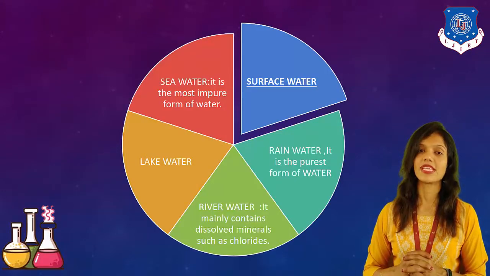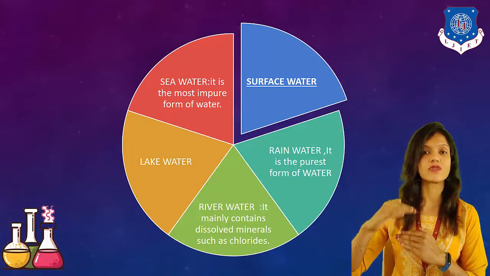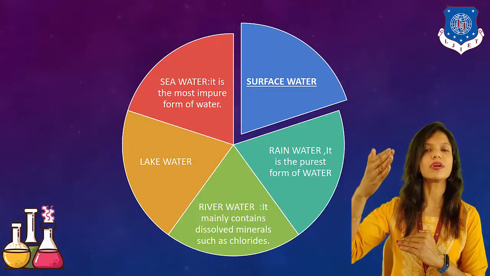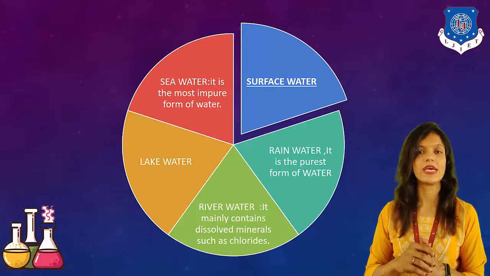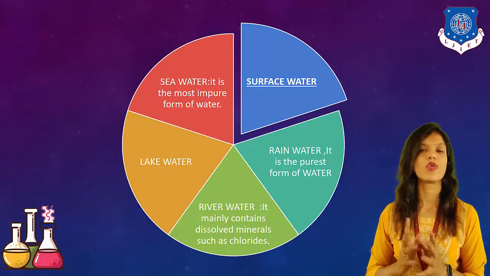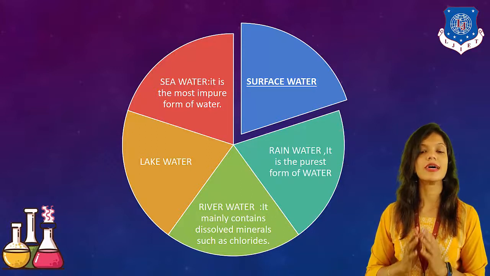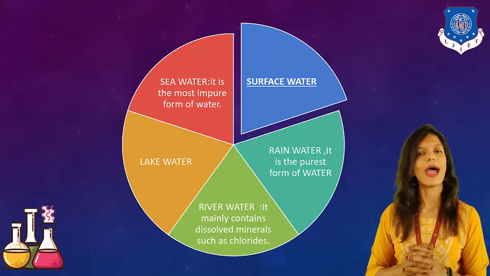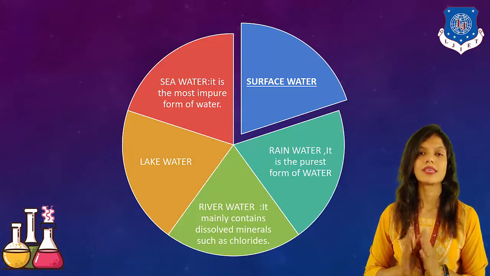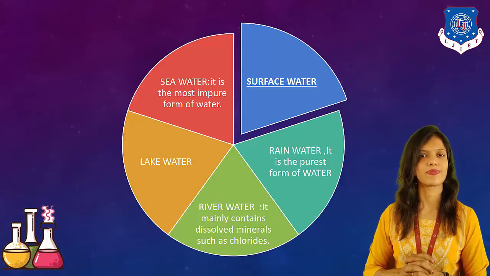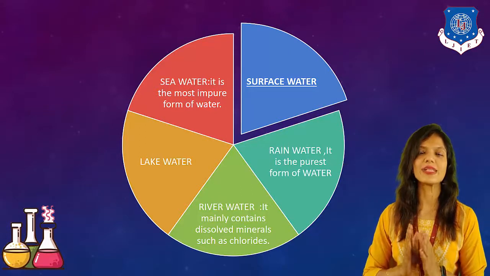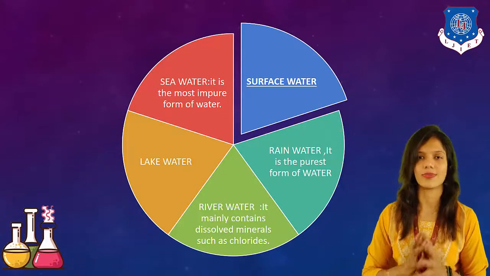Here, as I have explained earlier, surface water means the water source which is found above the earth's surface, right? So we can include rainwater, river water, lake water and sea water. These are all sources of surface water. That means they are drinkable sources. Most of them are sources of drinking water.